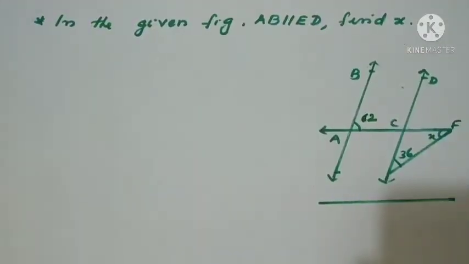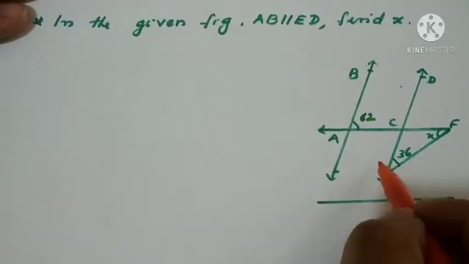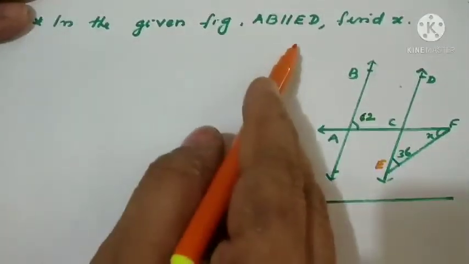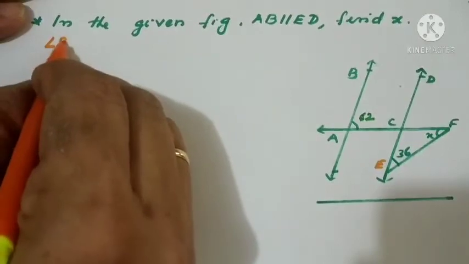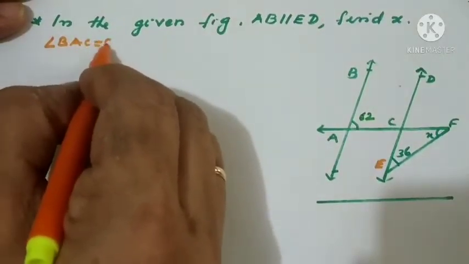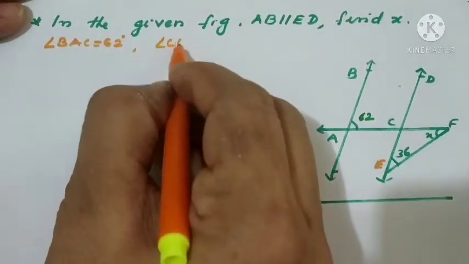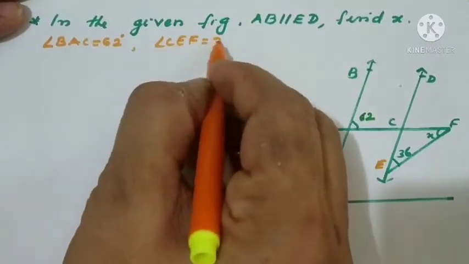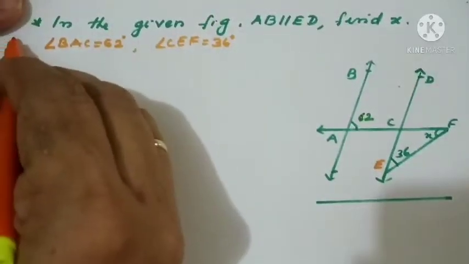In the given figure AB is parallel to ED, then find x. E is here, okay. In the given figure AB parallel to ED, find x. What is given in the question? Angle BAC equal to 62 degrees. Angle CEF equal to 36 degrees. Find x. This is given for us.